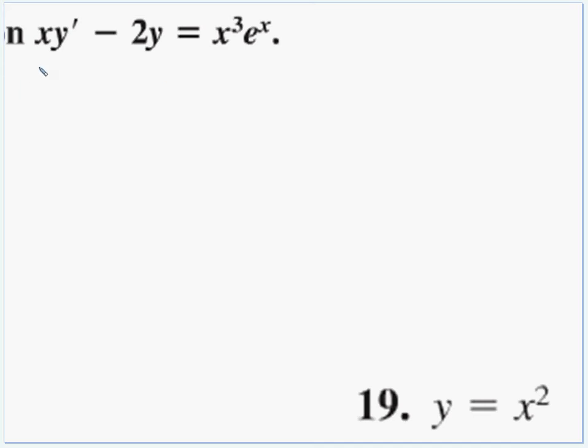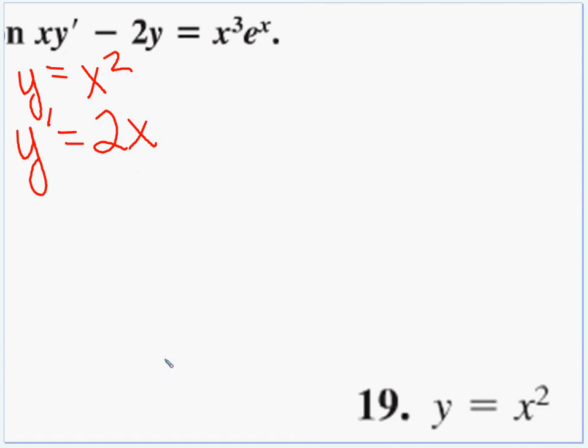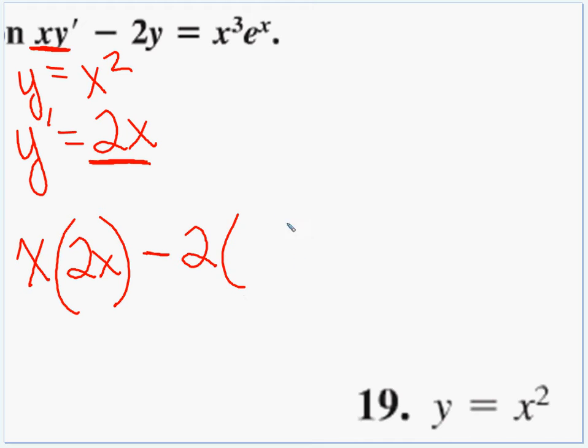And let's see. We've got y equals x squared. So the derivative of that, y prime, is going to be 2x. So let's put that in here. X times y prime. I've got x times, here's my y prime, 2x, minus 2 times y. But now y is x squared, so we can just replace that with an x squared.